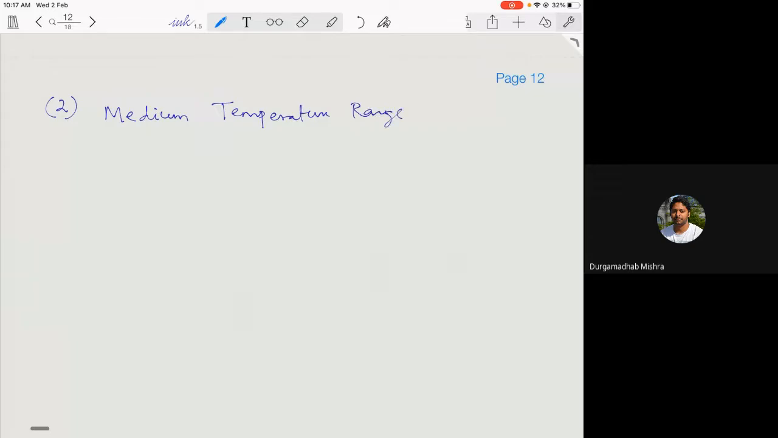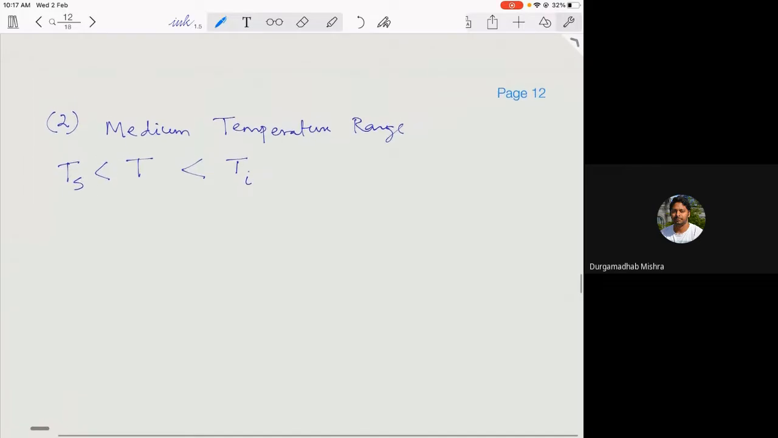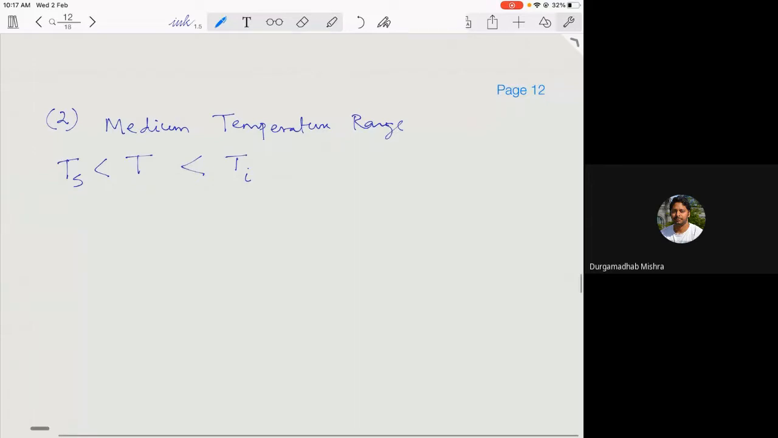So that means our temperature is something between our Ts and Ti. And so what happens above Ts? When you reach Ts, all the dopants will be ionized basically. So you will reach a temperature where all the dopants are ionized. When you are above Ts, there will be no more increase in the number of electrons, even if you are increasing the temperature.